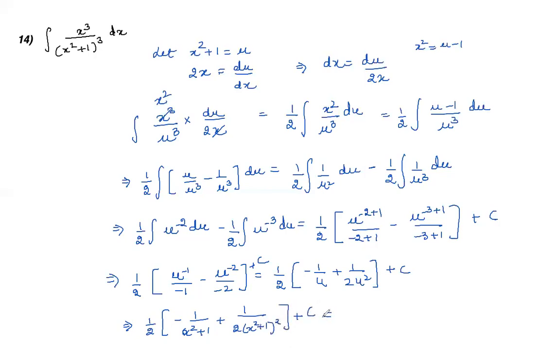Now this is an algebraic expression, so I'm going to solve it. After solving the algebraic expression, I would get minus 1 plus 2x square upon 4 into x square plus 1 to the power 2 plus c. So this is the required answer for question number 14. So let's move on to the next question now.